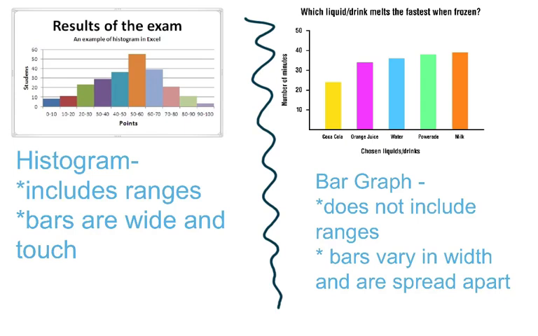So a histogram includes ranges, and the bars are wide and touch each other. There is no space left in between. A bar graph does not include ranges, and those bars vary in width, and they are spread apart. They do not touch each other.